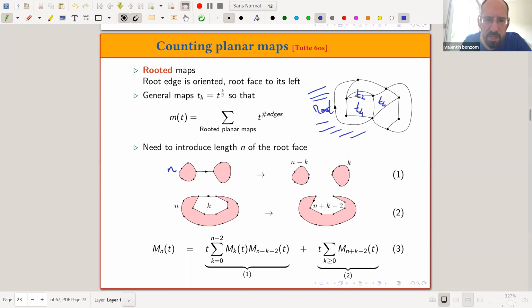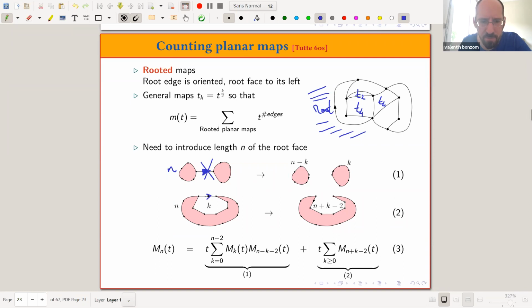There are two possibilities when you look at the root edge. So here is the root edge. Either it's a bridge, meaning that if I remove it, I have two connected components, which are disjoint. One has a boundary of size n minus k, and the other has boundary of size k. So this is case one.